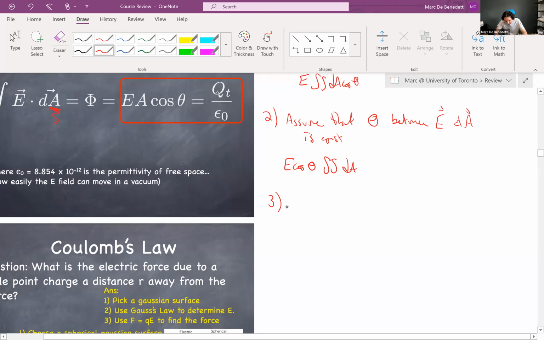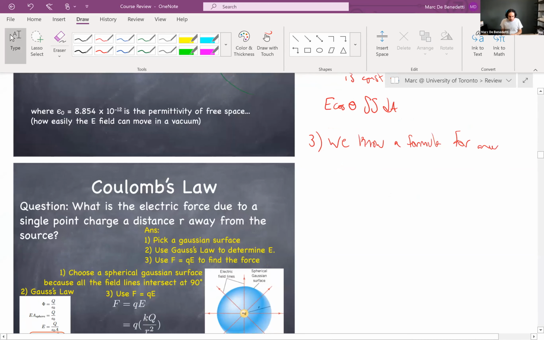So the third assumption is that we, in fact, know a formula for area. And assuming we know the formula for the area of the surface we picked, then we're golden. So that's how we came about obtaining this equation here, E A cos theta, with those three assumptions. And we use that for Coulomb's law.